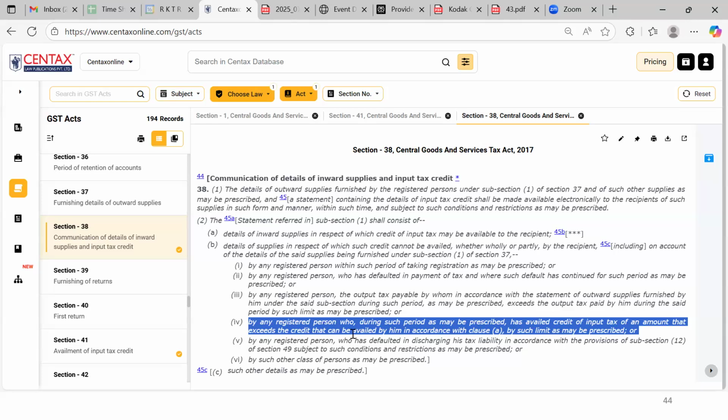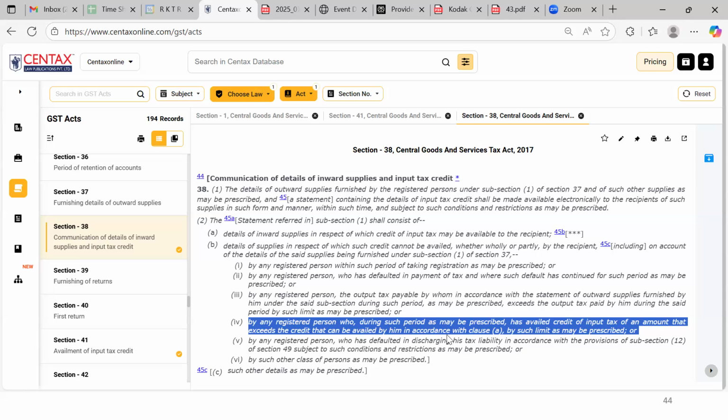By any registered person who, during such period as may be prescribed, has availed credit of input tax of an amount that exceeds the credit that can be availed by him in accordance with clause A by such time as may be prescribed. So here it is 2A versus 3B versus 2B, sir. If the registered person has taken the input tax credit in his 3B exceeding the credit actually available in GSTR 2B, then again the ITC for the recipient may be restricted.